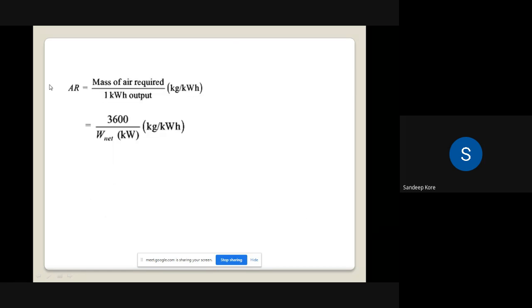And the air ratio, the mass of air required per kilowatt hour of power. Its formula is 3600 divided by net work.